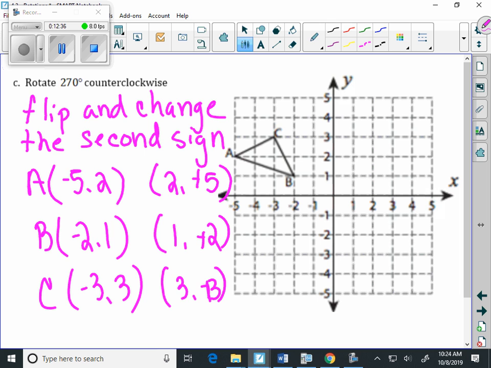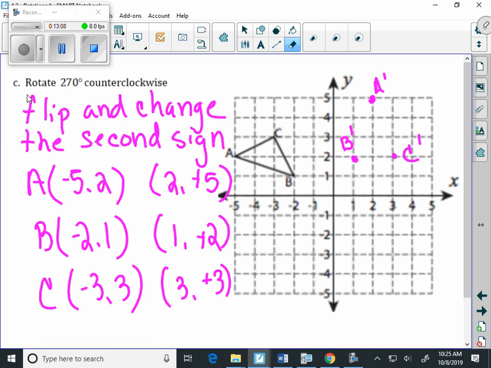And now that we have those values here, we're going to graph it. So 2, 5. There's our new A. 1, 2. Here's our new B. 3, 3. There's our new C. And it might be nice if I graphed it right, but 3, 3. There's our new C. And there's our picture.